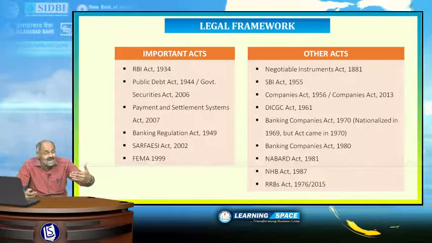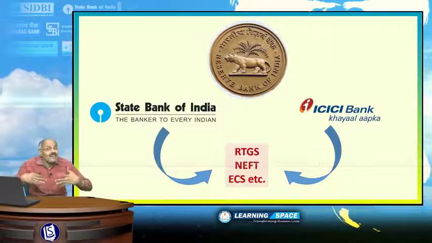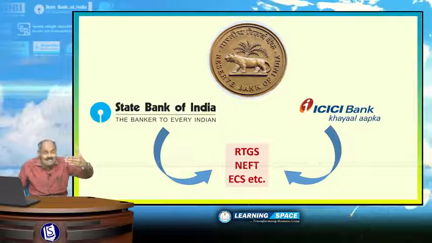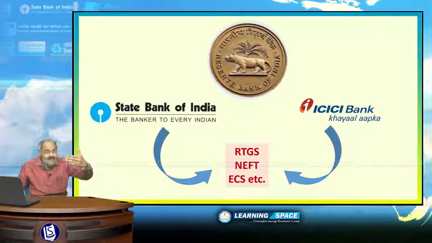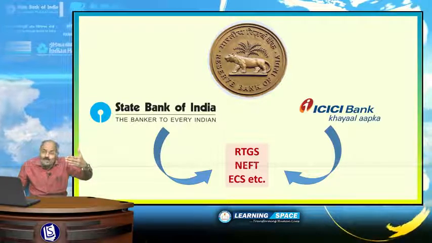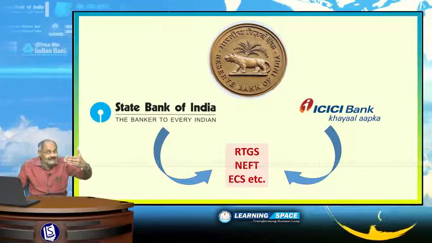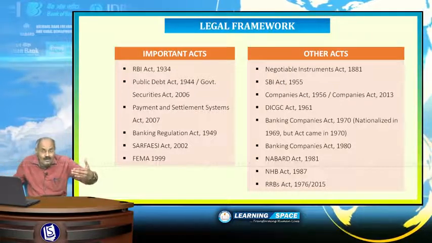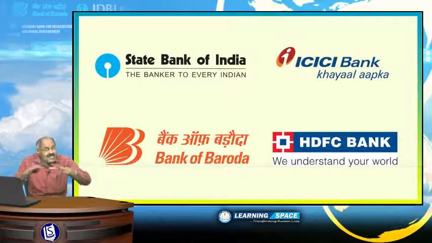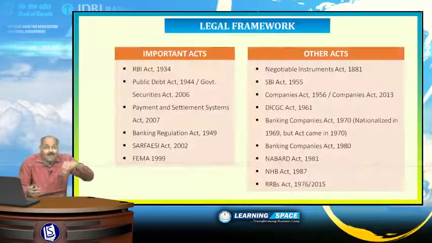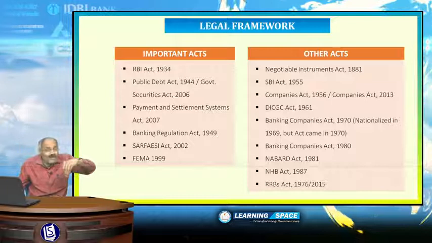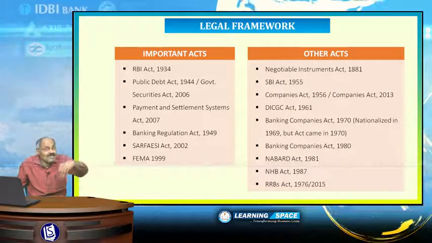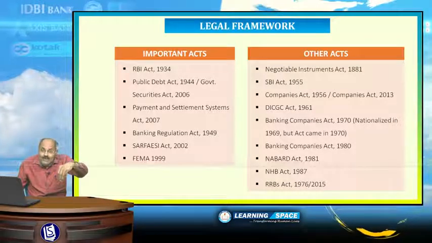Payment and Settlement Systems Act. All RTGS, NEFT, electronic clearances, all these things are based on the Payment and Settlement Systems Act of 2007. And RBI stipulates norms based on this act. Then the Banking Regulation Act of 1949, how the banks are to be governed. Based on the Banking Regulation Act, it is the responsibility of the Reserve Bank of India to see whether the banks are being governed based on the Banking Regulation Act of 1949 or not. Then comes the SURFACE Act of 2002. The SURFACE Act was basically brought with the bad loans in view.